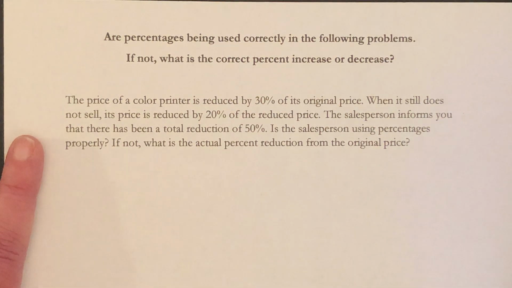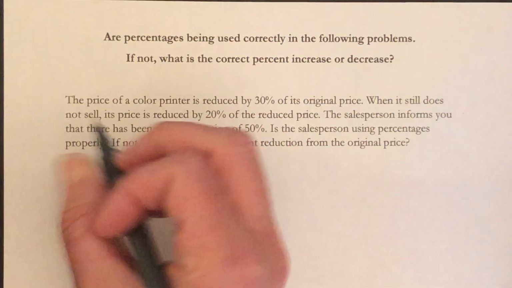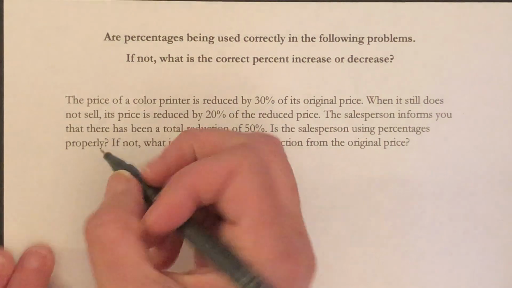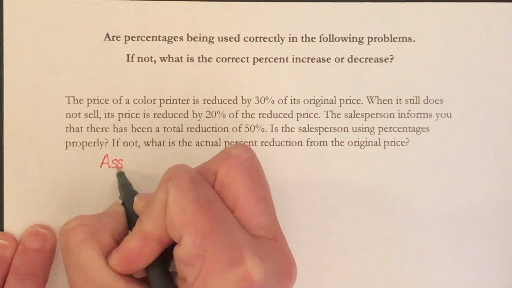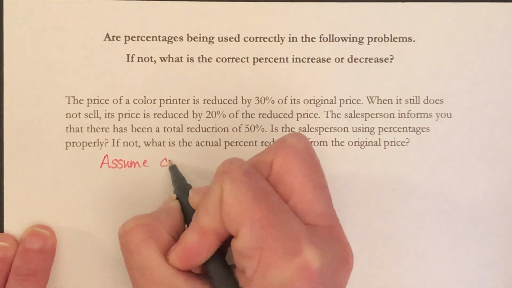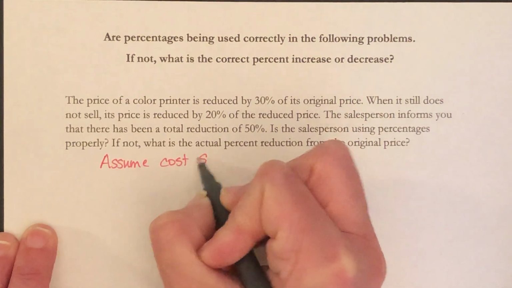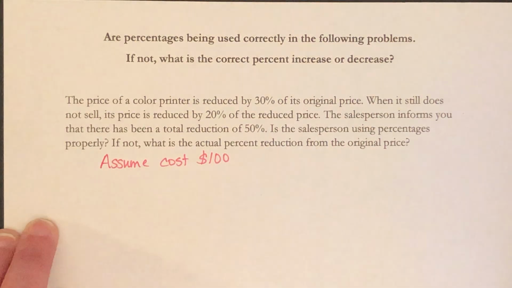So if we can use any number we want to on this type of problem, why not use something that's going to give us nice numbers? And since percent is per 100, we can assume that this printer is $100 and it's going to make our life easier. So we are going to assume the original cost is $100. In math, we call this, without loss of generality, assume that, and so on.